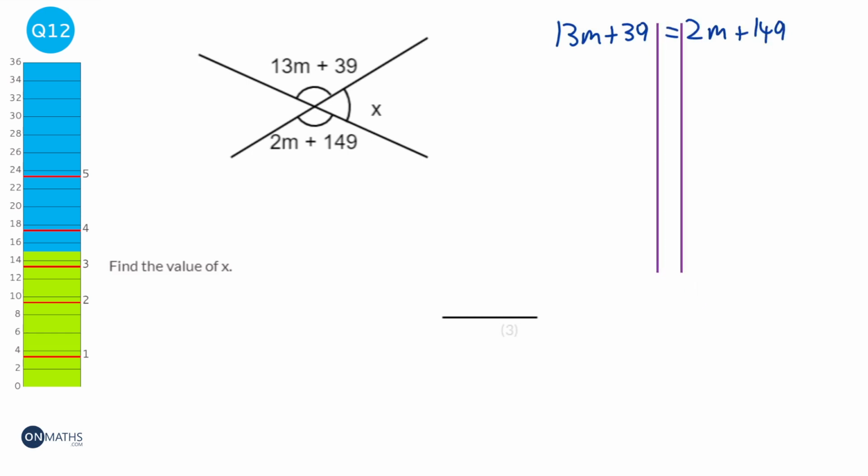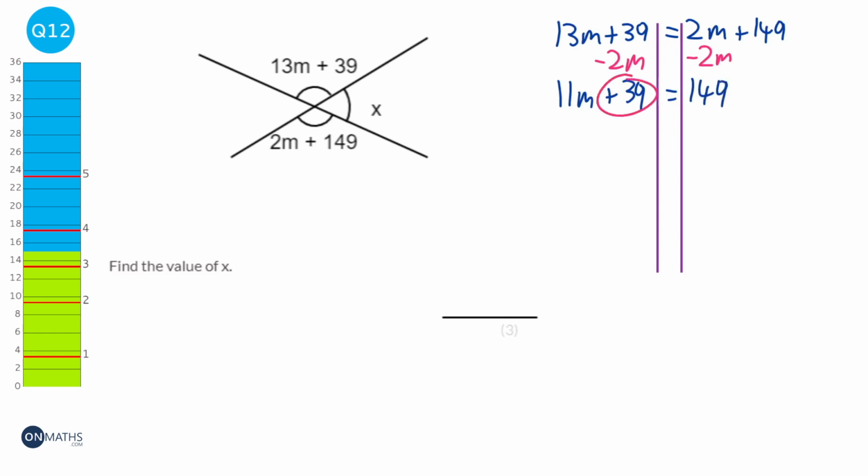To solve this, we first of all take away the smaller amount of m, because we've got m's on both sides. We can't really cope with that when we're solving. So we've got a 13m and a 2m. We're going to remove the 2m. We're going to take that away from both sides to start off. And so we're left with 11m plus 39. And we've just got the 149 on the right hand side.